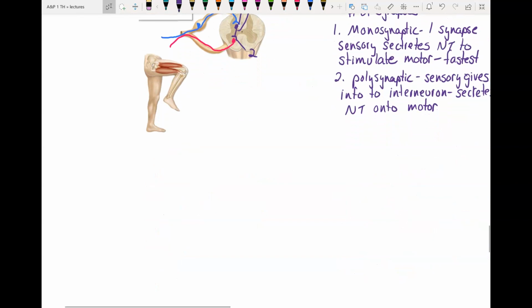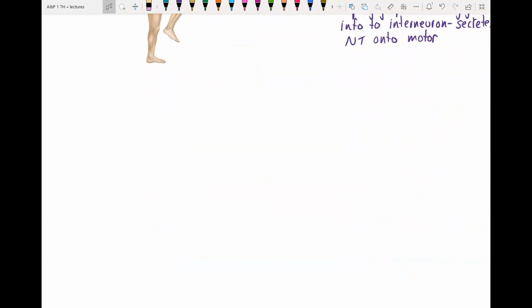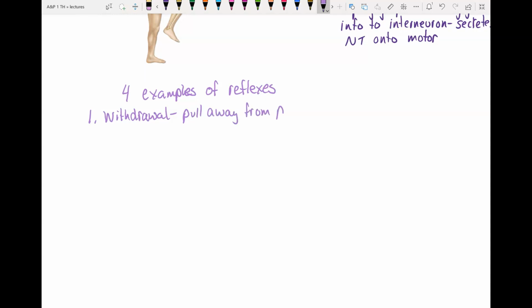Okay, now we can go through 4 examples of reflexes in the body. And this information is going to help you in lab because you're going to test some of these reflexes in lab. So the first one is withdrawal. This is just when you pull away from pain. Right? Like you touch something hot or you touch something sharp and you automatically jerk away from it.